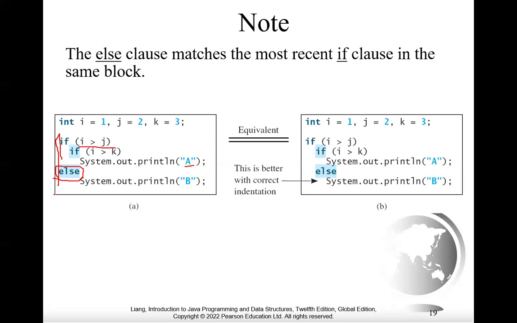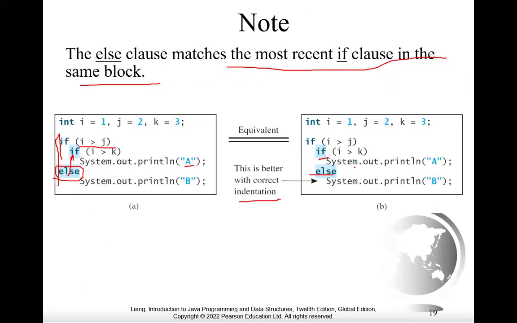But Java is not indent sensitive. Java is grouping sensitive, grouping using curly braces. And that means this indent does not matter. Because this else needs an if, we attach this else to the nearest if. So as far as Java is concerned, we have if I is greater than K, else print B. So this else belongs to this if. So this is the better indentation, because else belongs to the nearest if. The else clause matches the most recent if clause in the same block. This is important, in the same block.